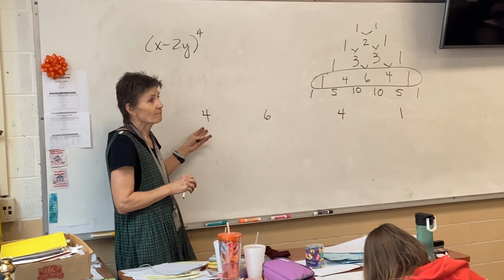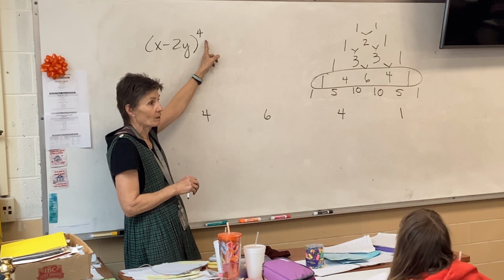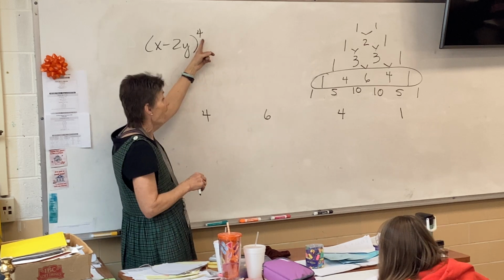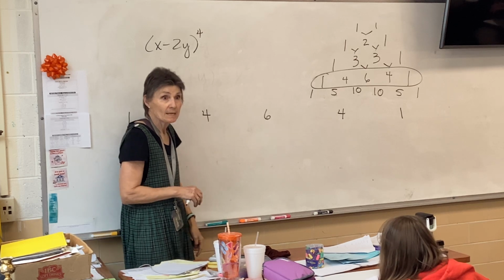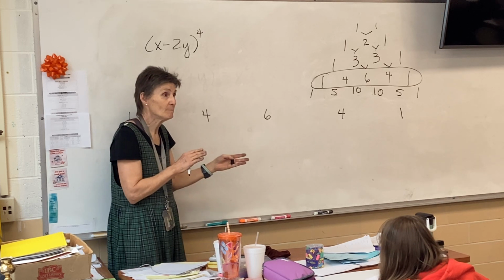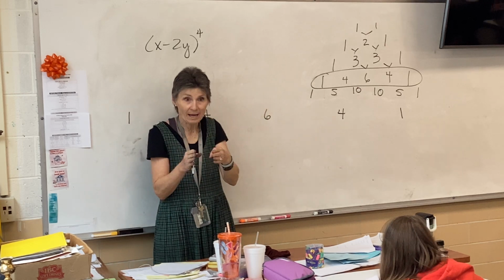Why am I using the fourth row? Because I'm expanding to the fourth power. If that were a 5, I'd be using the fifth row. All right? Now, in our last problem, all of our terms had an x and a y.